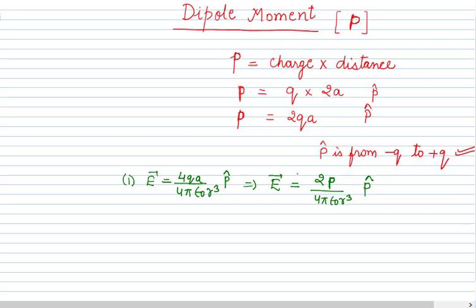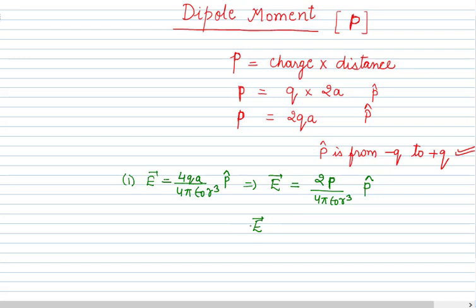So this is the electric field along the axis of the dipole, and we have written it in terms of the dipole moment. Here P is the dipole moment. So whenever it is asked to write down the electric field in terms of dipole moment for a dipole, you can use a similar expression. Simply replace 2QA with the dipole moment P. And the direction of dipole moment is also in the direction of P cap.